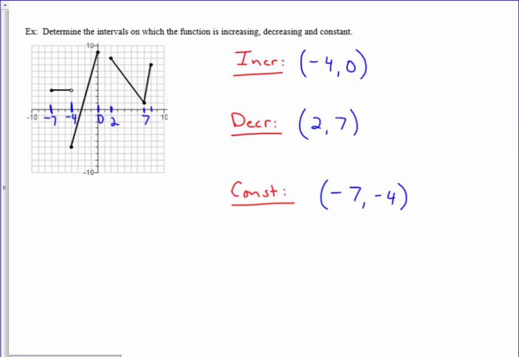And then it looks like from 7 to 8, our function is increasing again. So we need to go and add an interval to the increasing part. To do that, we would do union, and then we would do 7 to 8. Use parentheses around both of those.